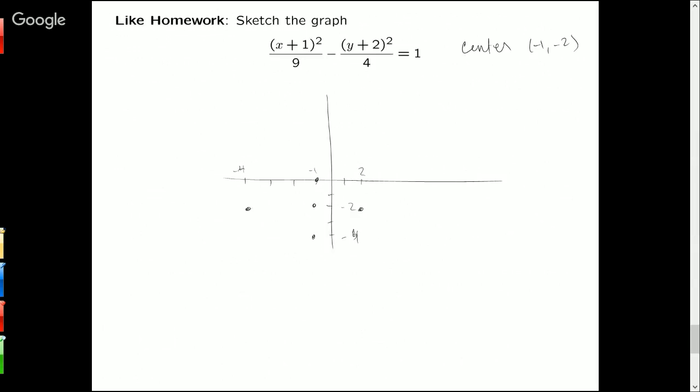Now we have to draw a rectangle through these. I'm going to make my rectangle red. Draw a rectangle through these so that the dots we just drew are the middle of the sides of the rectangle. Then I'm going to draw dashed lines that are diagonals of the rectangle.